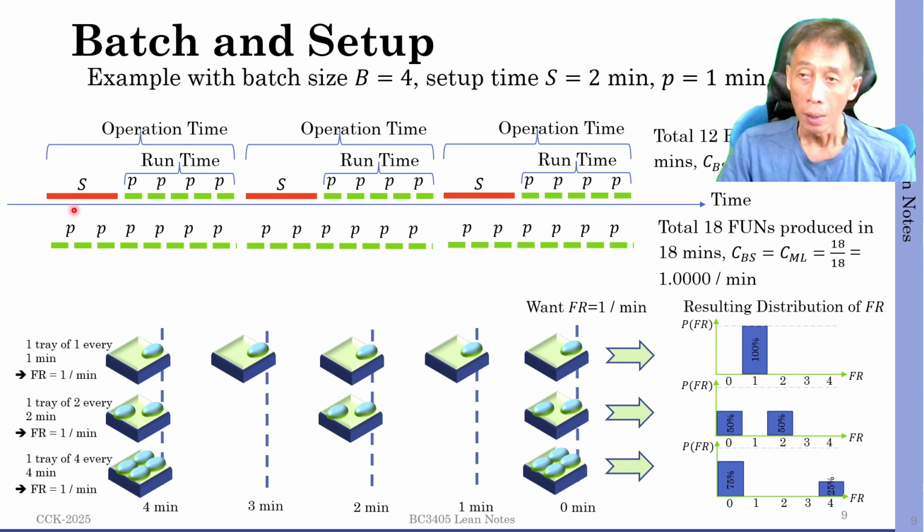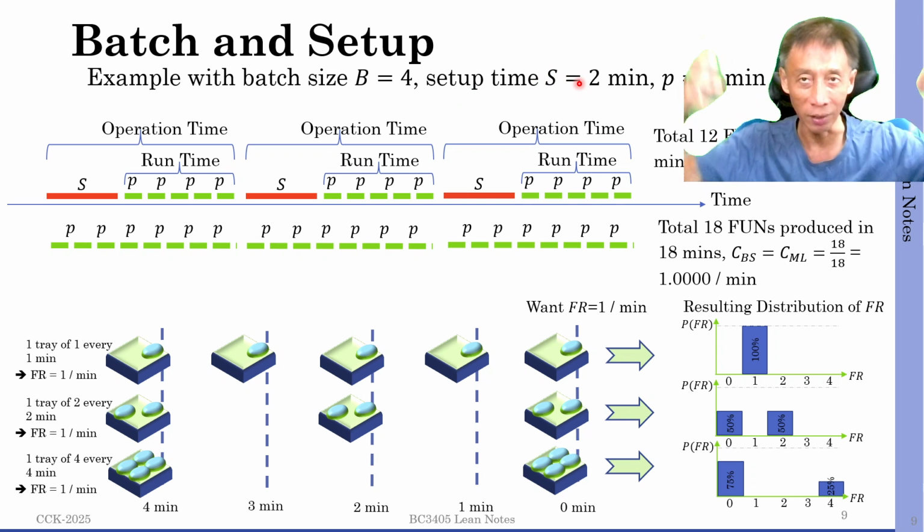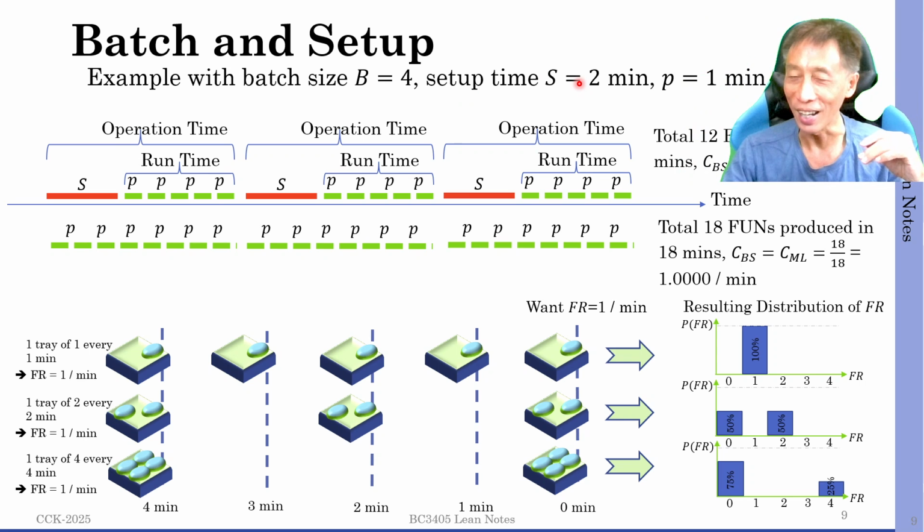So this is the time axis. We have an example of, let's say, a batch size of 4. Setup time is 2 minutes. Processing time is 1 minute per flow unit. So let's say it's making bread, right? A tray of 4 breads or 4 doughs. Setup time 2 minutes for the machine to self-check, analyze this and that, and for the operator to also check, inspect, and then processing. The baking of each dough is 1 minute per bread.